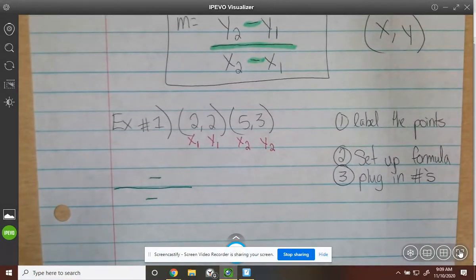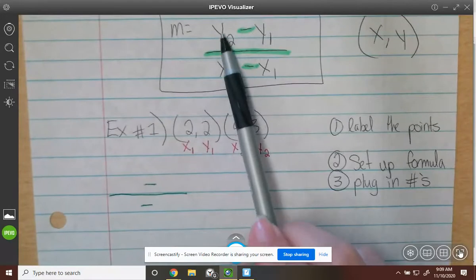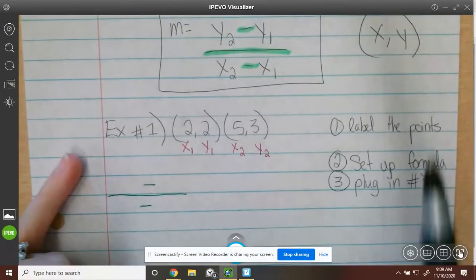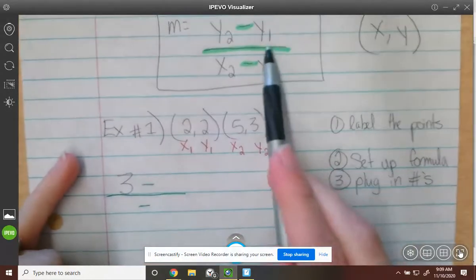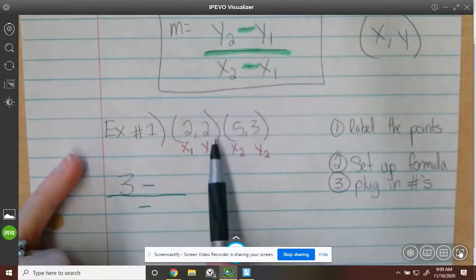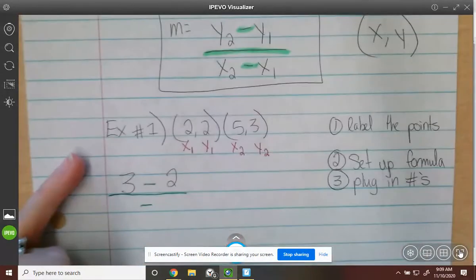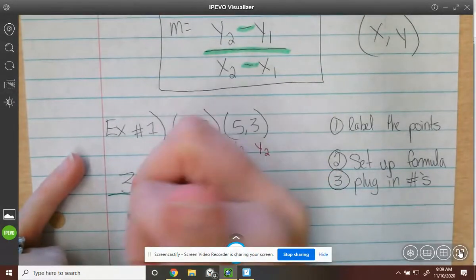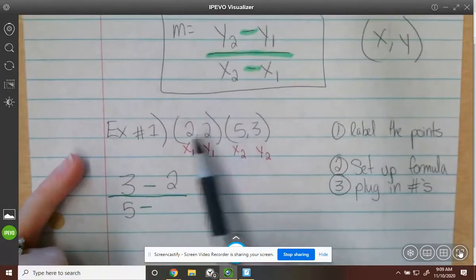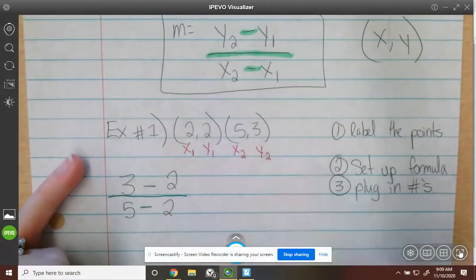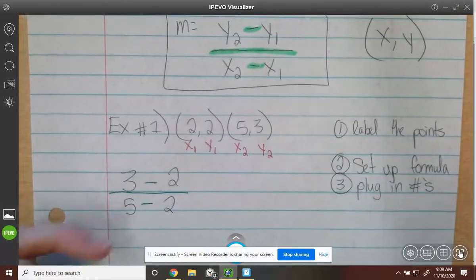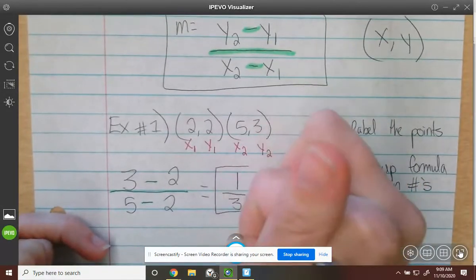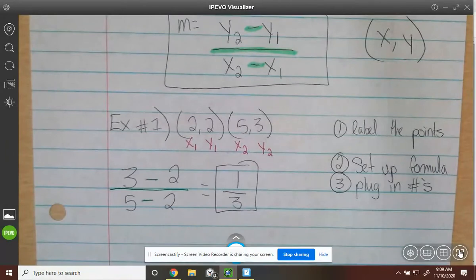Okay, and then the third part is plug in numbers. So first I have my y2. Well, what did I label as y2? 3. So 3 goes in right here. Then I have y1. What's y1? 2. So 2 goes right there. Then x2, so 5 would go next. And then x1, which is 2. Okay, 3 minus 2 is 1. 5 minus 2 is 3. So my slope is 1/3. That's it.